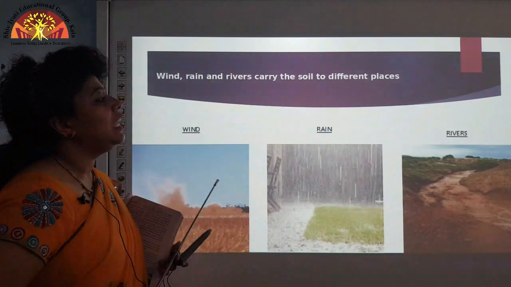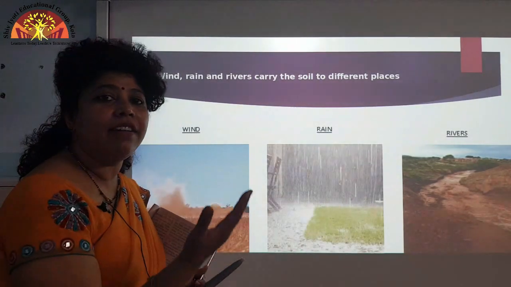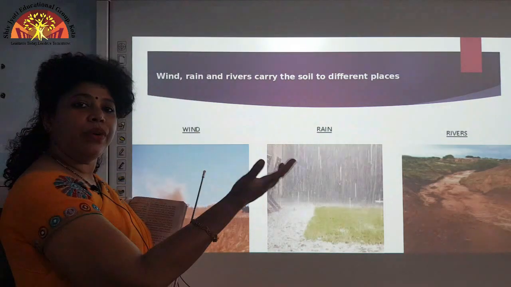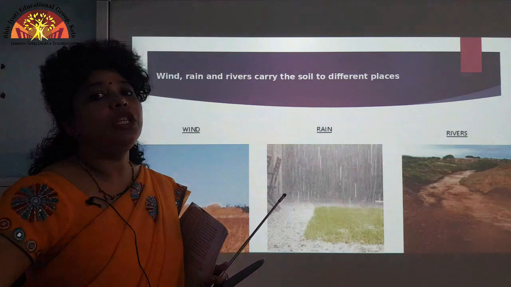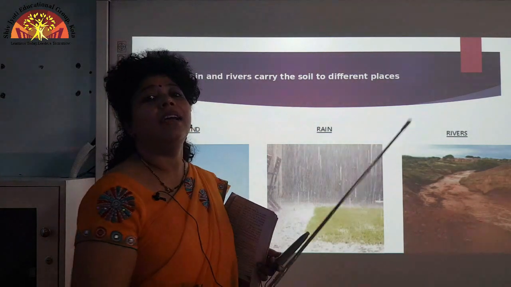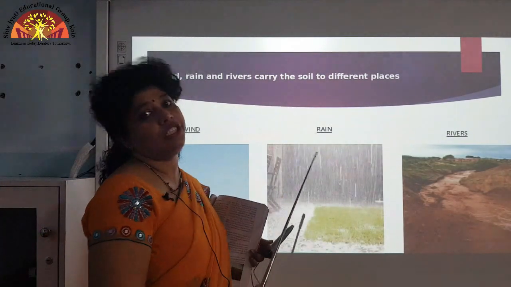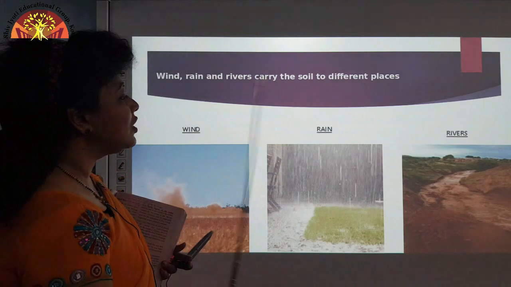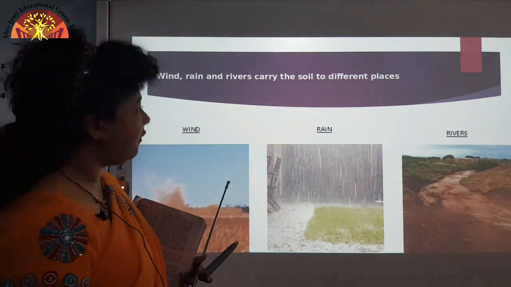These are the various factors that help in carrying soil from one place to another. For example, if I take the factor river, the Himalayan rivers carry alluvial soil or alluvium with them and carry it to the northern plains. So rivers help in carrying fertile alluvial soil from the Himalayan region to the northern plains. So these are the different ways in which soil is carried to different places.